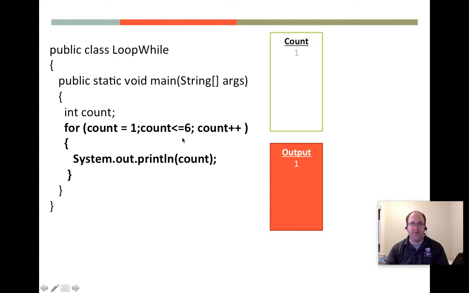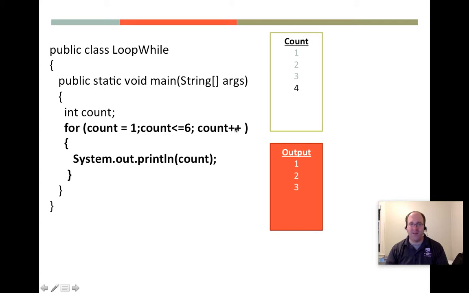Then go back to the top and increment. Now the value of count is 2. Test again. Is 2 less than or equal to 6? Yes, it is. Please print it on the screen. Go back up to the top and increment the loop control variable to 3. Is 3 less than 6? Yes, it is. Print it on the screen.